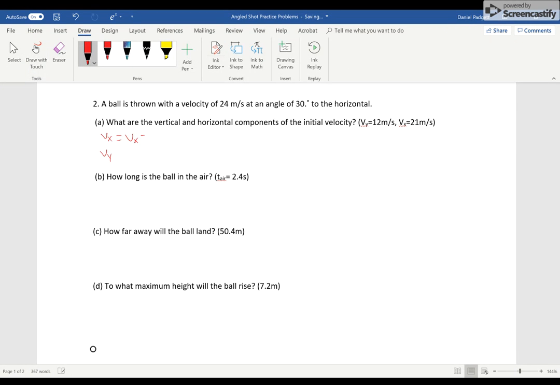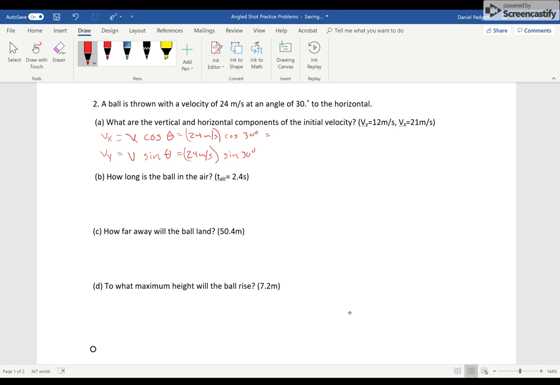Vx, again, is always equal to V times the cosine of the angle that we're looking at, and Vy is always going to be that velocity of the object times the sine of the angle it's launched at to the horizontal. So for Vx, you would have 24 meters per second times the cosine of 30 degrees. And for Vy, you would have 24 meters per second times the sine of 30 degrees.